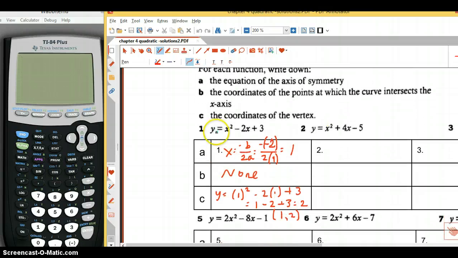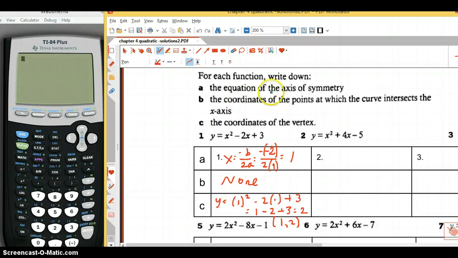So let's start with number 1. We're going to find the equation of the axis of symmetry. We're going to find the coordinates of the point at which the curve intersects the x-axis, or the x-intersects, and C is the coordinates of the vertex.